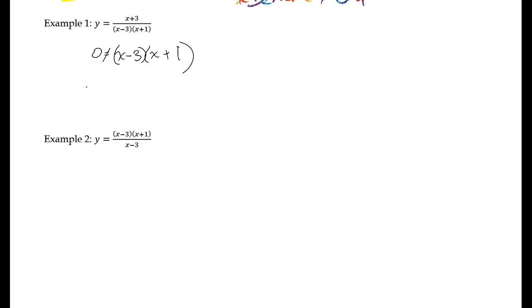So we can break it apart just like that and say that, well, x minus 3 can't be 0, and x minus 1, or plus 1, cannot be 0. From here we can see that x cannot be positive 3, and again that plus sign is not necessary, or minus 1. So those would be my non-permissible values.